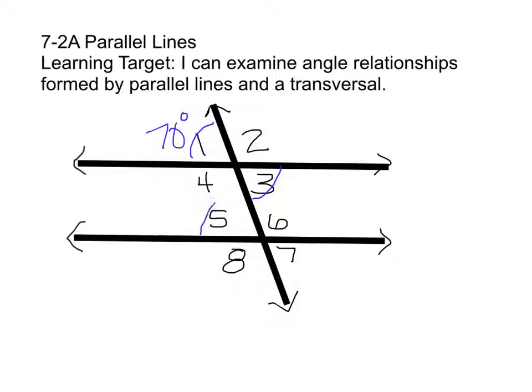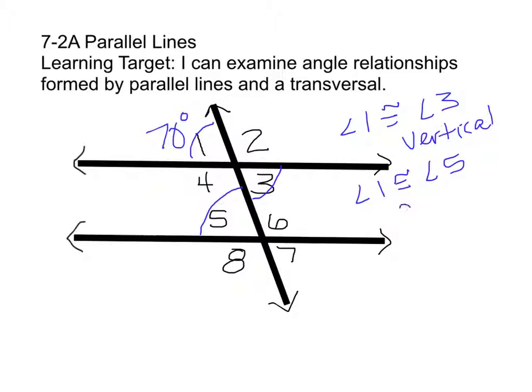Corresponding. Somebody said corresponding. Angle 1. Let's write down what we know. Angle 1 is congruent to angle 3 because they're vertical. Angle 1 is congruent to angle 5 because you just told me corresponding. And somebody told me that angle 1 is also congruent to angle 7.